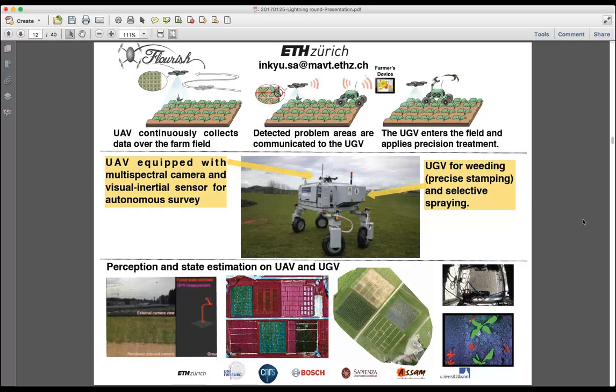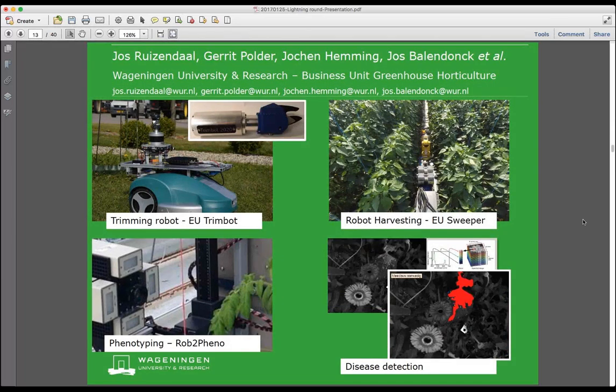The third row shows results of the UAV state estimation using ordinary GPS plus the visual-inertial sensor, and the spectral variation of the test farm field. The last column is the weed classification result on the UGV, marked in red.